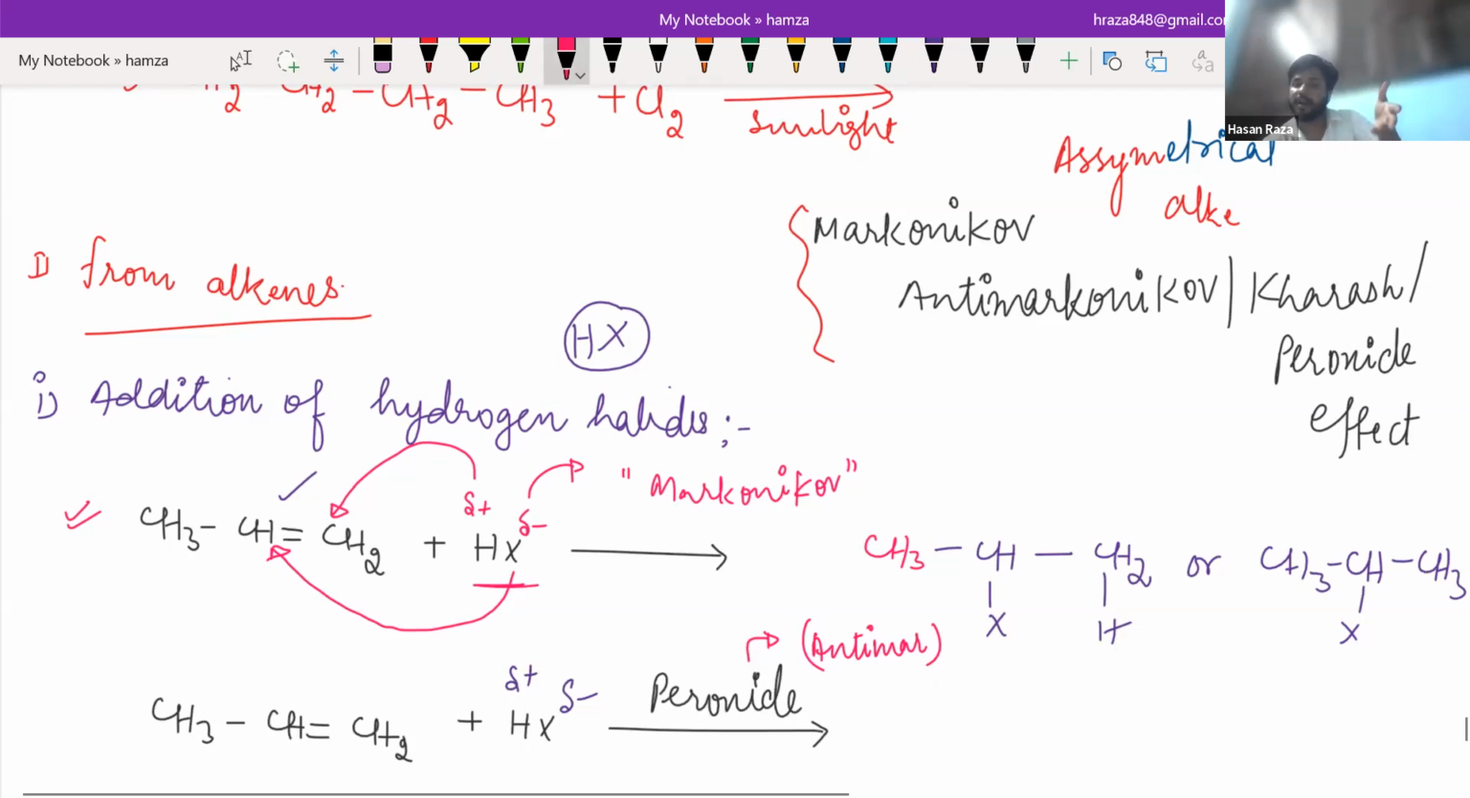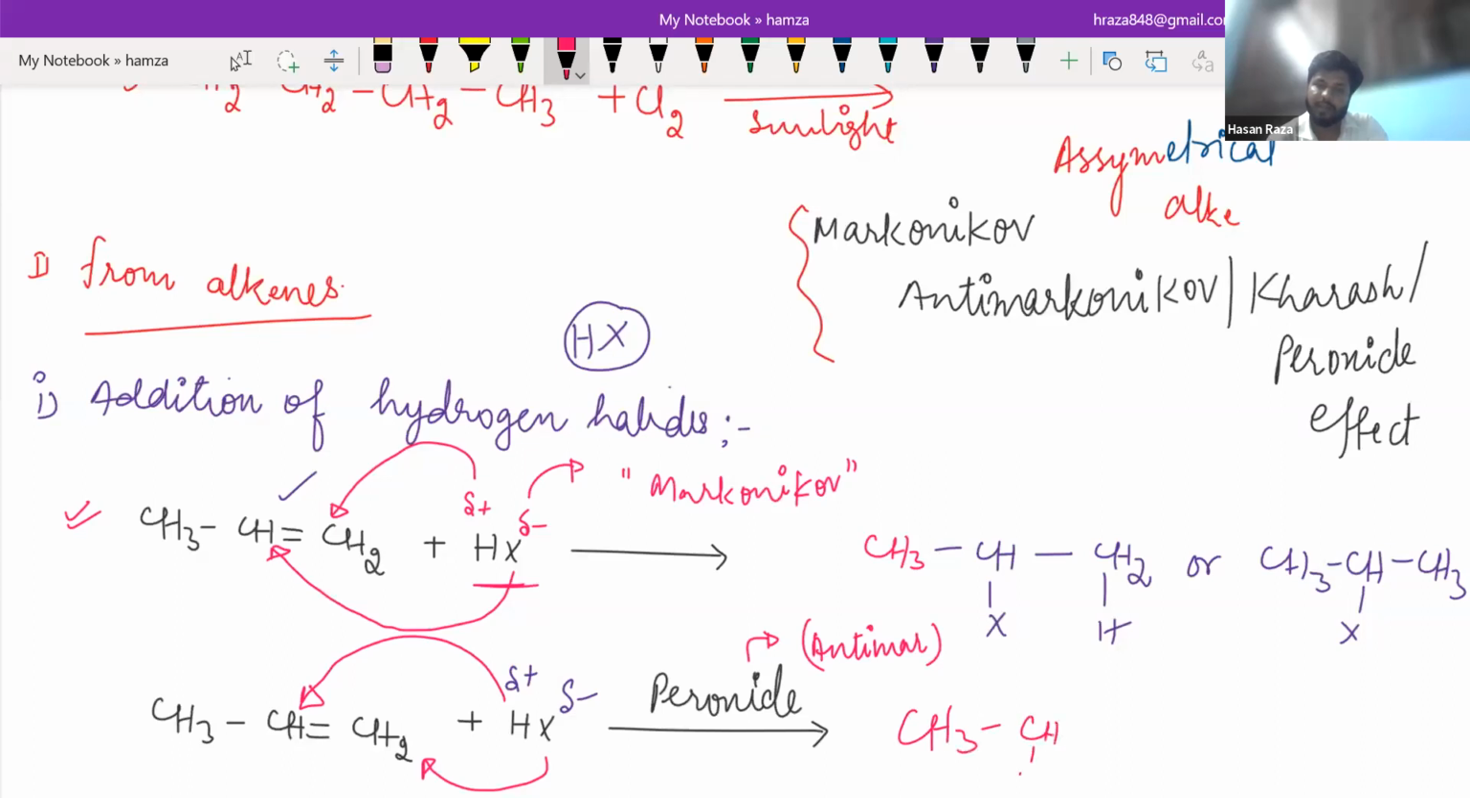Anti-Markovnikov is the opposite of Markovnikov. The negative part will go to the carbon which has the greater number of hydrogen. So the product will be CH3, CH2, CH2X. It's very easy, very easy.